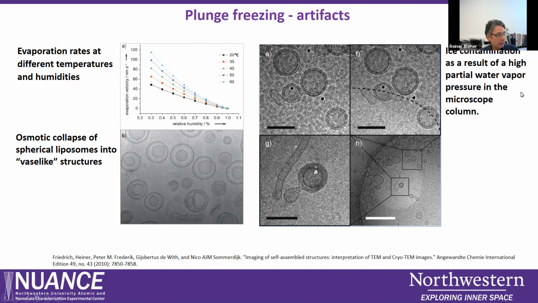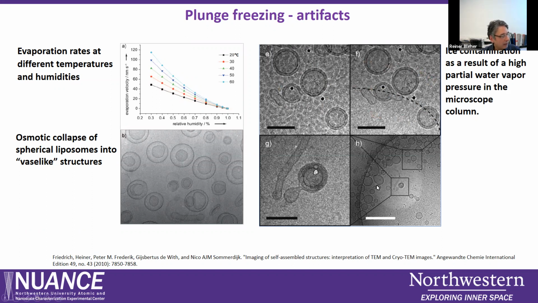Further artifacts that we can observe sometimes, on the right side, show, for example, water contamination from water vapor pressure in the column of the electron microscope. This usually can be easily removed by irradiation of the sample. So E here is before the electron beam is put on the sample. In F, we can see an area, this area was irradiated with the electron beam and this not. So here we still have this artifact while here it's gone.